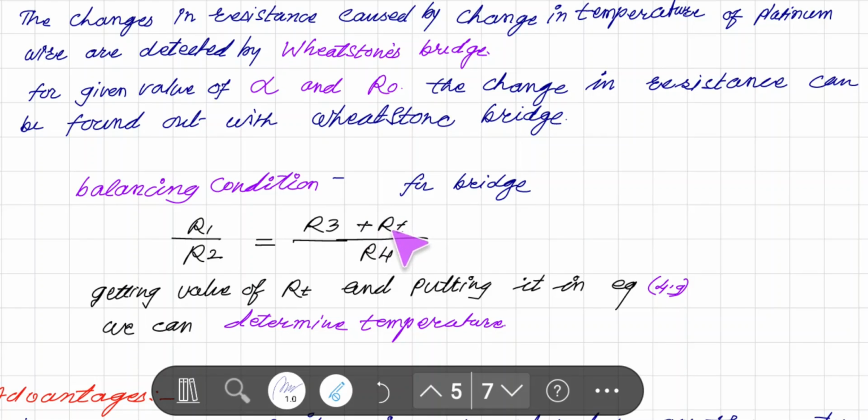When the condition is balanced, R1 upon R2 is exactly equal to R3 plus RT upon R4. But as there is a variation in temperature, which causes a change in resistance of the platinum resistance thermometer, the balancing condition is imbalanced and we get a flow of current in the circuit. Getting the value of RT and putting it in equation 4.3, we can determine the temperature from the balancing condition.